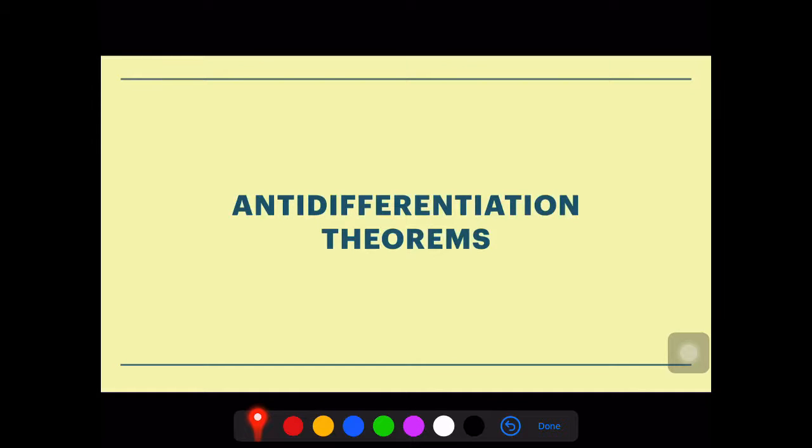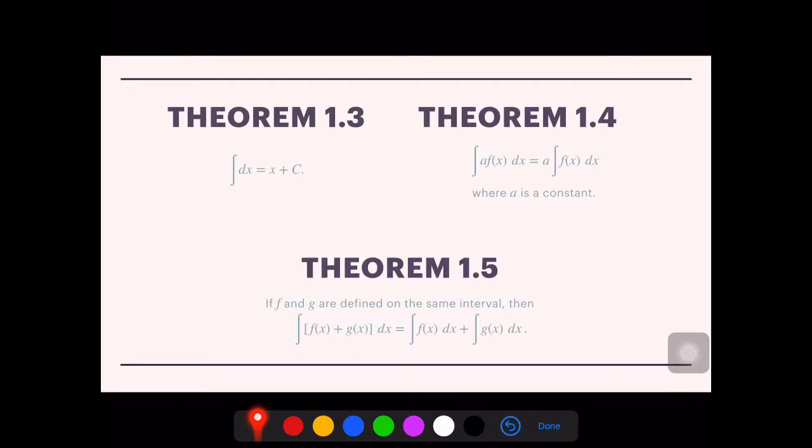Let's now have the antidifferentiation theorems. Theorem 1.3 asserts that the antiderivative of 1 dx, or just dx, will be the same thing as x plus c. To verify an antidifferentiation theorem, we just have to apply the derivative at the right side of the equation. Just like our x plus c here, if we get the derivative of x plus c, notice that its answer would be 1 dx.